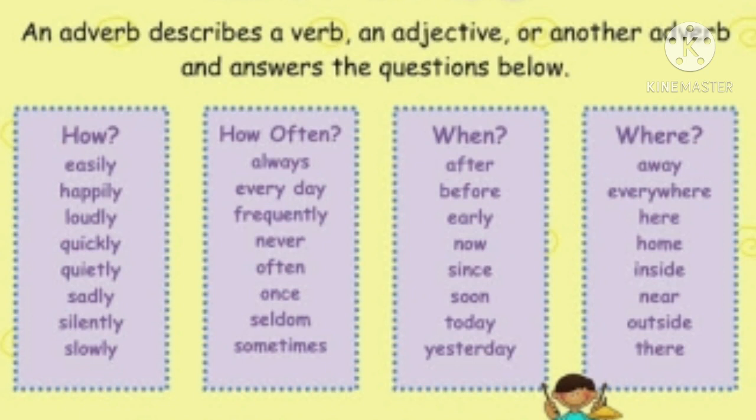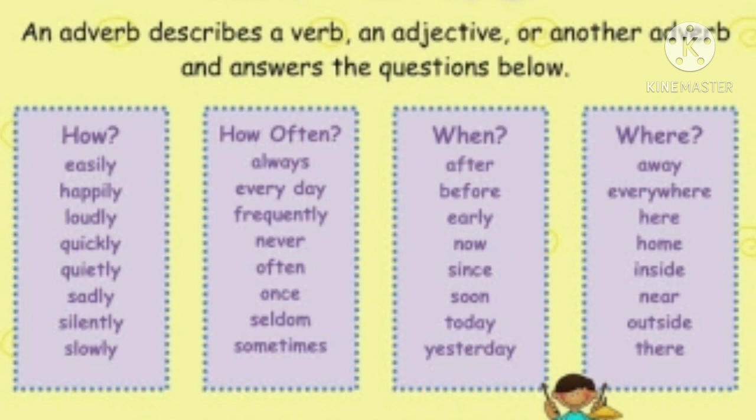I danced happily. So what did I do? I danced. This is the work I did. But how did I do this work? That is the adverb. So here I danced happily, and happily is the adverb.